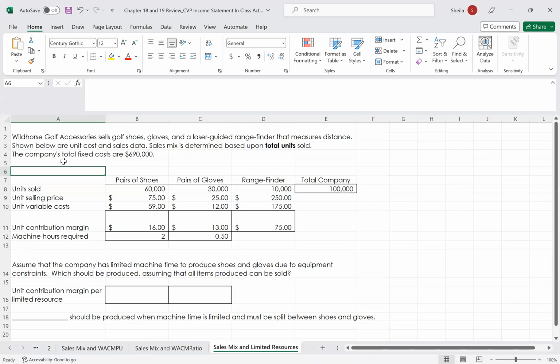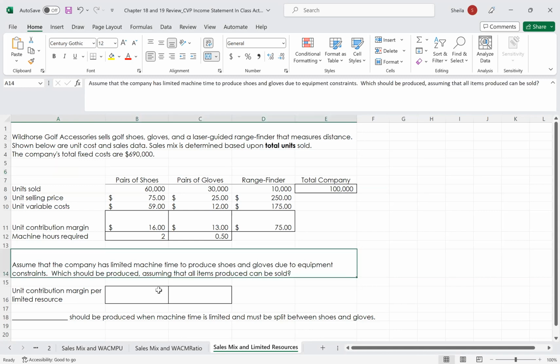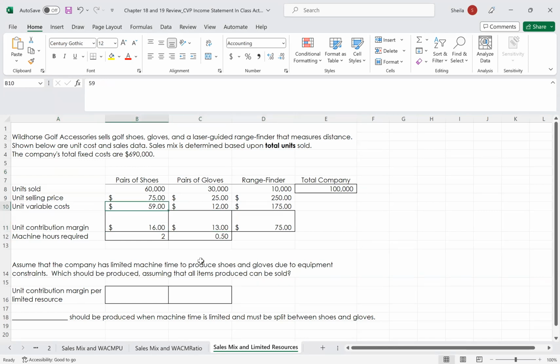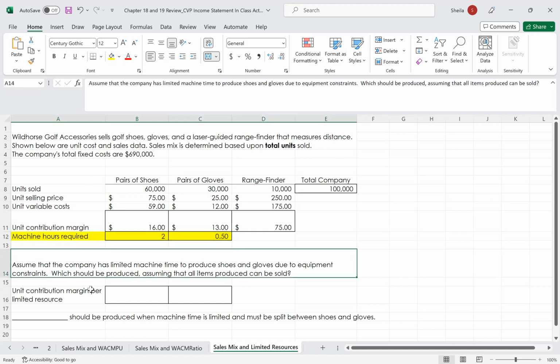All right, so our last idea in this chapter 19 and some additional considerations for cost, volume, profit is when we think about considering the idea that down here, we're using machines to produce our products. Now, this example, everything from here up is the same as what we looked at before. Contribution margin per unit, we've got our sales information.